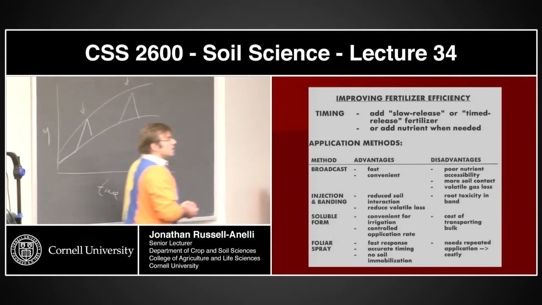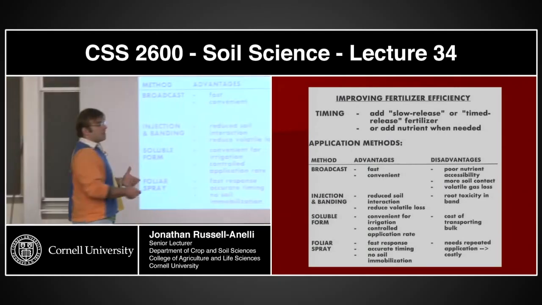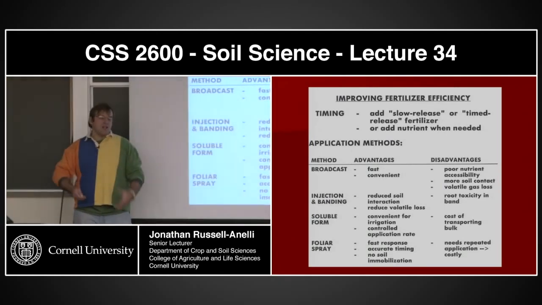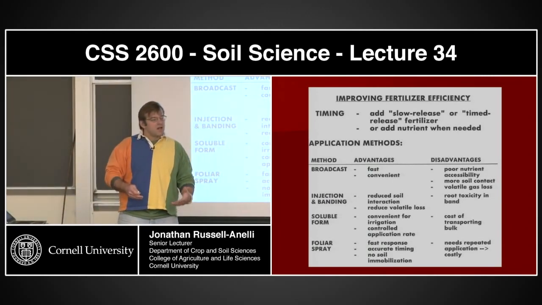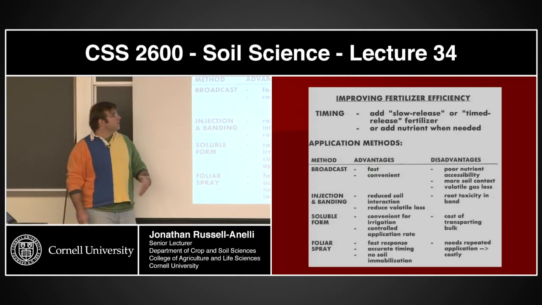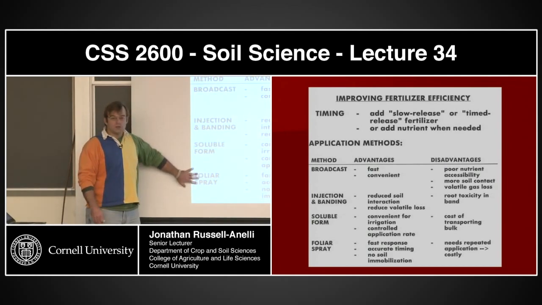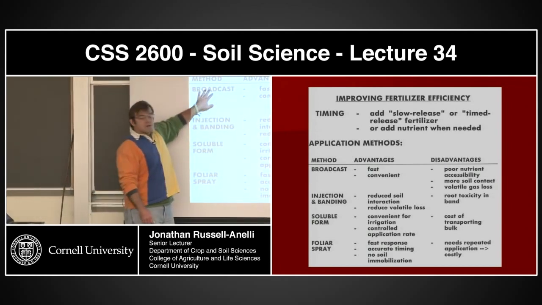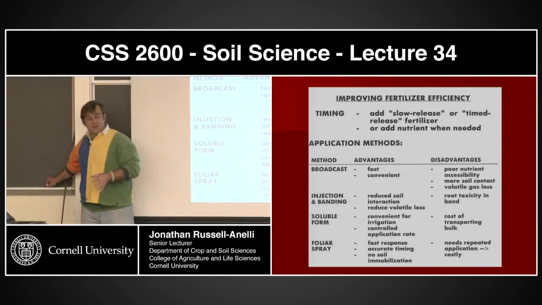Now, let's think about how we're actually going to deliver. It's all well and good for me to say, hey, you need to get some nitrogen out there when it's going in through flowering or something like that. But how you actually get it out there, that's another consideration. We have a number of different methods that you guys should be familiar with: broadcast, injection or banding, soluble, coming in through liquid sources, or a foliar spray. Now, each one of these methods has some serious advantages as well as some serious disadvantages.